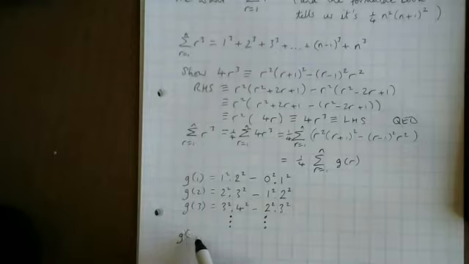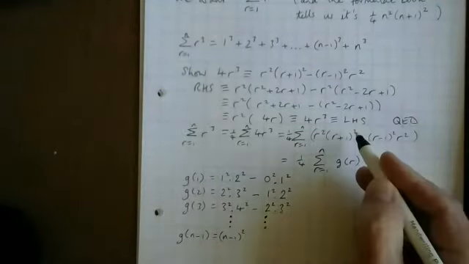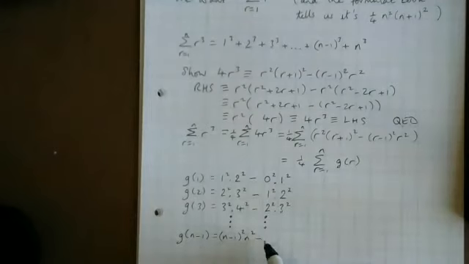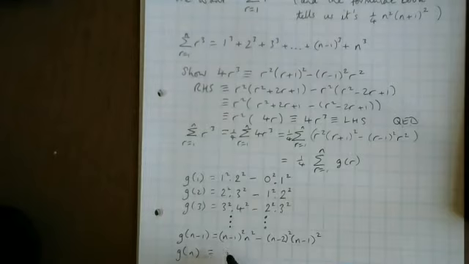We'll move on to the one before last, the g of n minus 1, which is n minus 1 squared times n squared minus n minus 2 squared times n minus 1 squared. And g of n is n squared times n plus 1 squared minus n minus 1 squared times n squared.